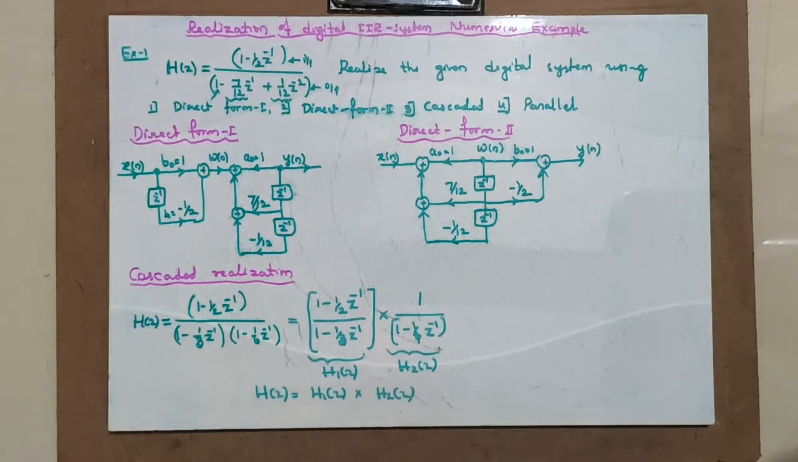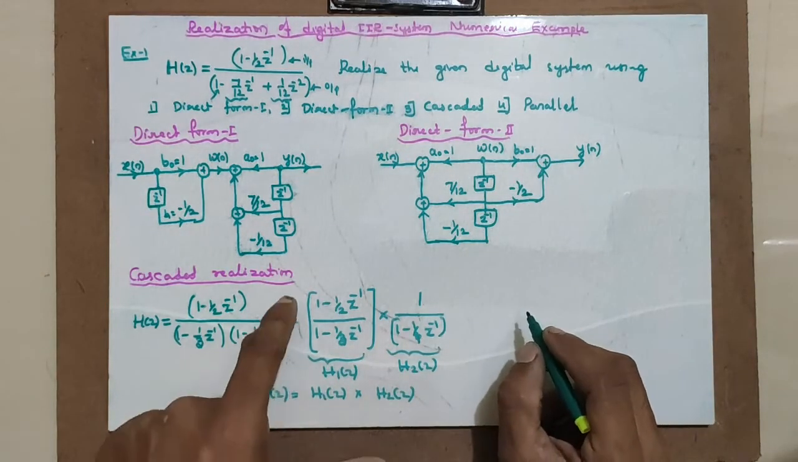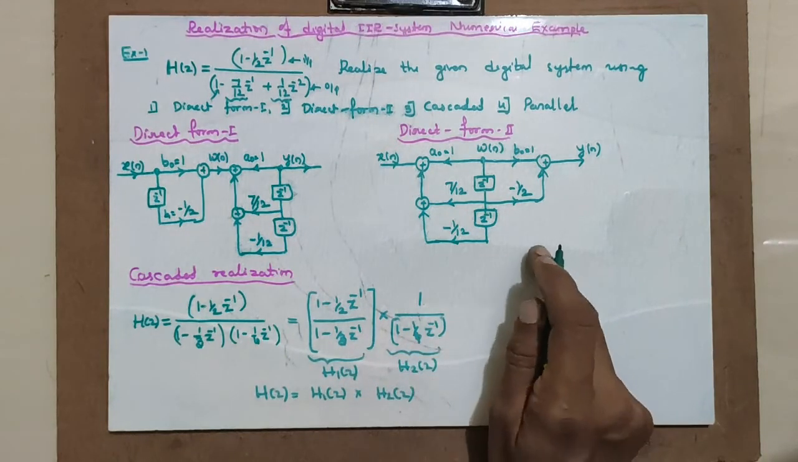Now I have to implement this with a cascaded realization. Let us do that now. I will be doing direct form 2 only. Hence, you see, first I will implement the first structure, H1(z). How will I do it?